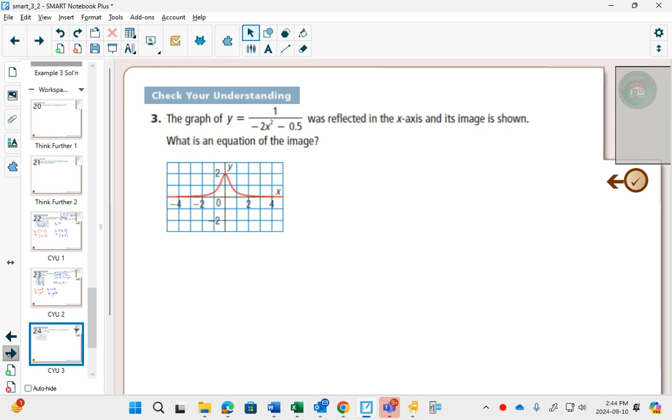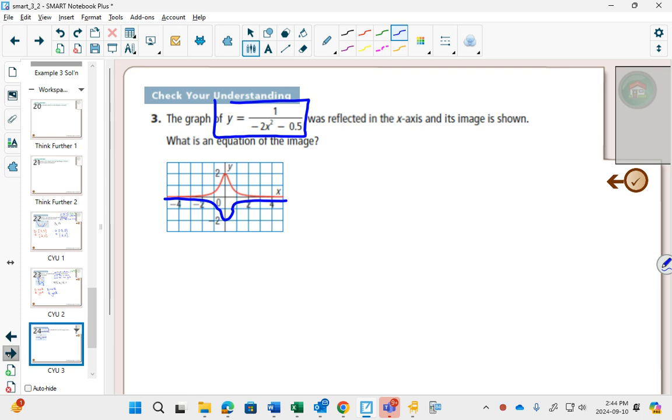They give you an equation and they give you a graph. If you just glanced at this, you would almost instantaneously think that this equation is this graph. But if we read it carefully, it's not. It says the graph of y equals 1 over negative 2x squared minus 0.5 was reflected, and its image is shown. So I'm going to put a blue box around this. This isn't part of the question, but just pointing out that this would have been the original graph.